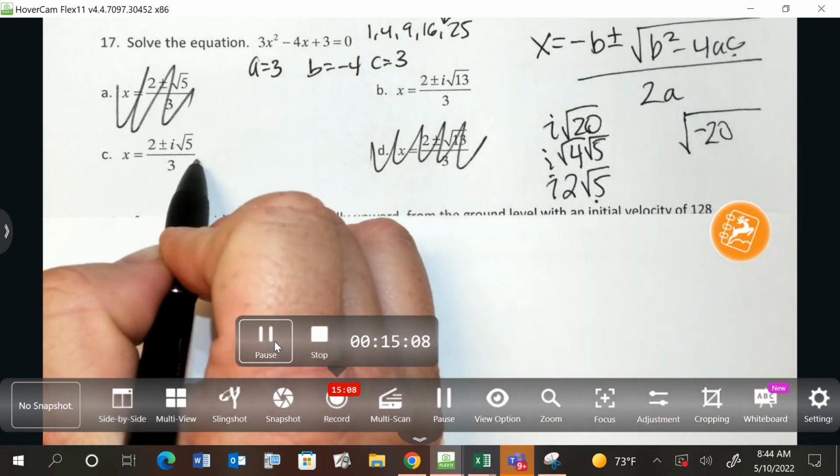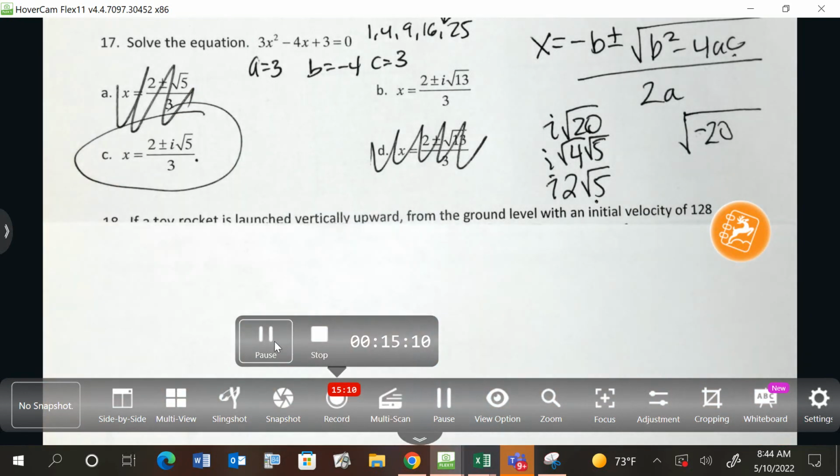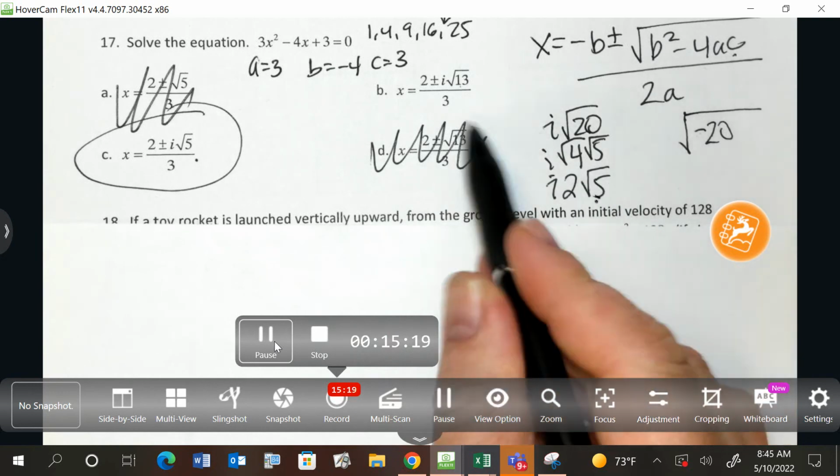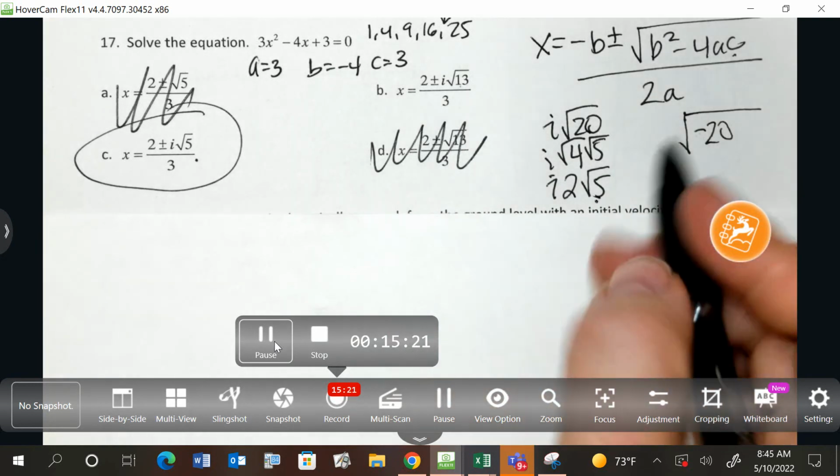Look, guys, there's only one choice that has a square root of 5. We don't have to go any further. Why? Because here is left with the square root of 13. I know this is going to be a square root of 5. Could we keep going? Yes, and I'll do that for us, but we don't have to.